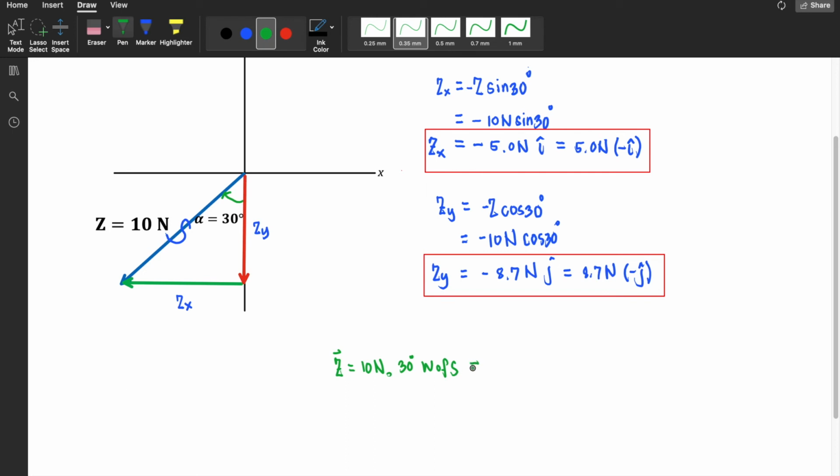Or it can also be written in terms of unit vectors. You'll have 5 newtons negative i hat plus 8.7 newtons negative j hat. Okay, so this vector here can also be written in this form. And take note, you can't add these two. These two have different unit vectors. This is negative i hat, this is negative j hat.